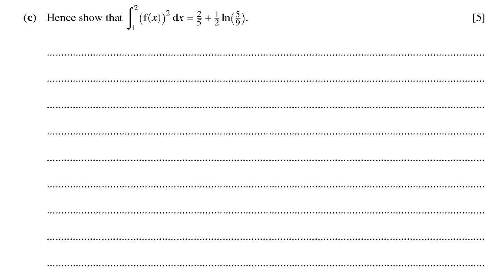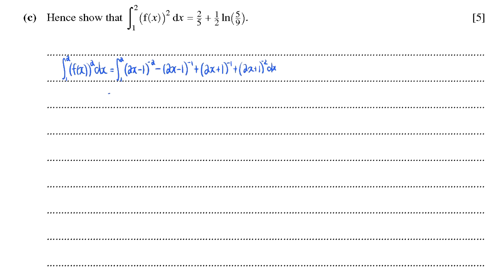Part C, hence show that the definite integral from 1 to 2 of the function squared is equal to 2 on 5 plus a half ln 5 on 9. Okay, well, the good news is even if you couldn't do part B, you can use what they give you in part B to do part C. And so we're just going to swap out the function squared and replace it with all the terms that they gave us. And so the integral from 1 to 2 of f(x) squared dx is equal to the integral from 1 to 2 of, let's put everything on the numerator, 2x minus 1 to the negative 2 minus 2x minus 1 to the negative 1 plus 2x plus 1 to the negative 1 plus 2x plus 1 to the negative 2. Okay, we integrate each part.